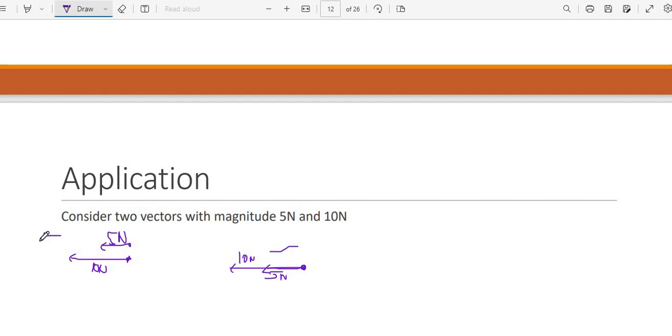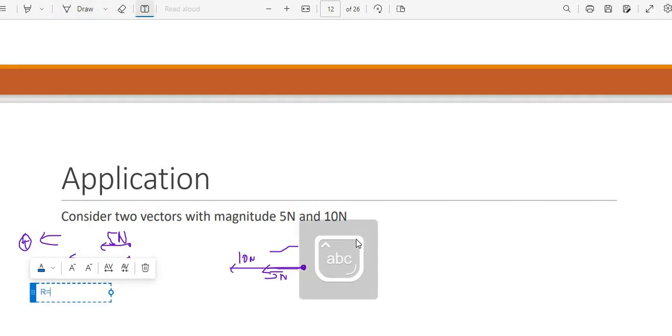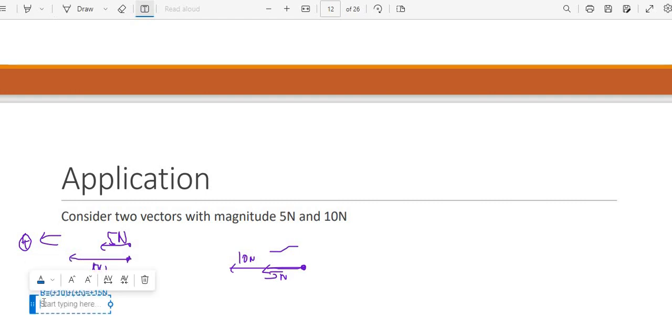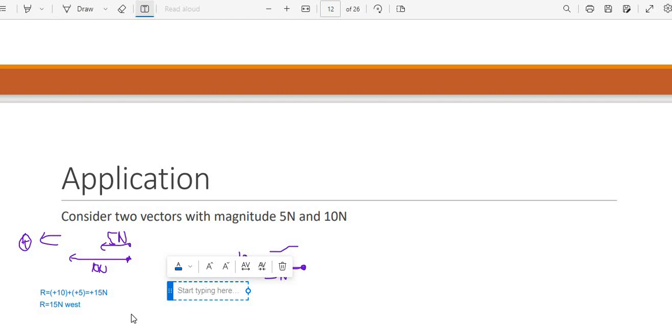Remember, before you calculate the resultant, you need to pick a positive direction. So I'm just going to take the westerly direction as positive. So it means that the resultant will be positive 10 plus positive 5. That is positive 15 Newton. So what this means is the resultant vector is actually 15 newtons in the westerly direction.